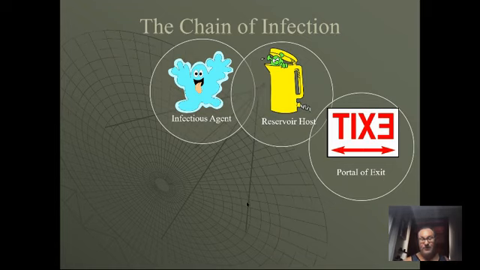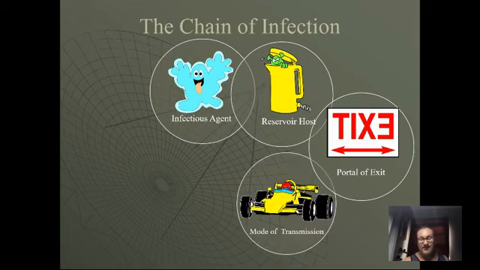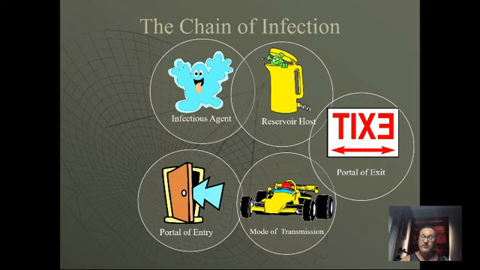So that's the portal of exit. Next step is the mode of transmission. So it's got to be able to transmit from one individual to the next. Like I said, I'll give you an example of all this here in a second and hopefully make it all make sense. Port of entry. The host has to be susceptible and their immune system has to be just right for this agent to take effect.